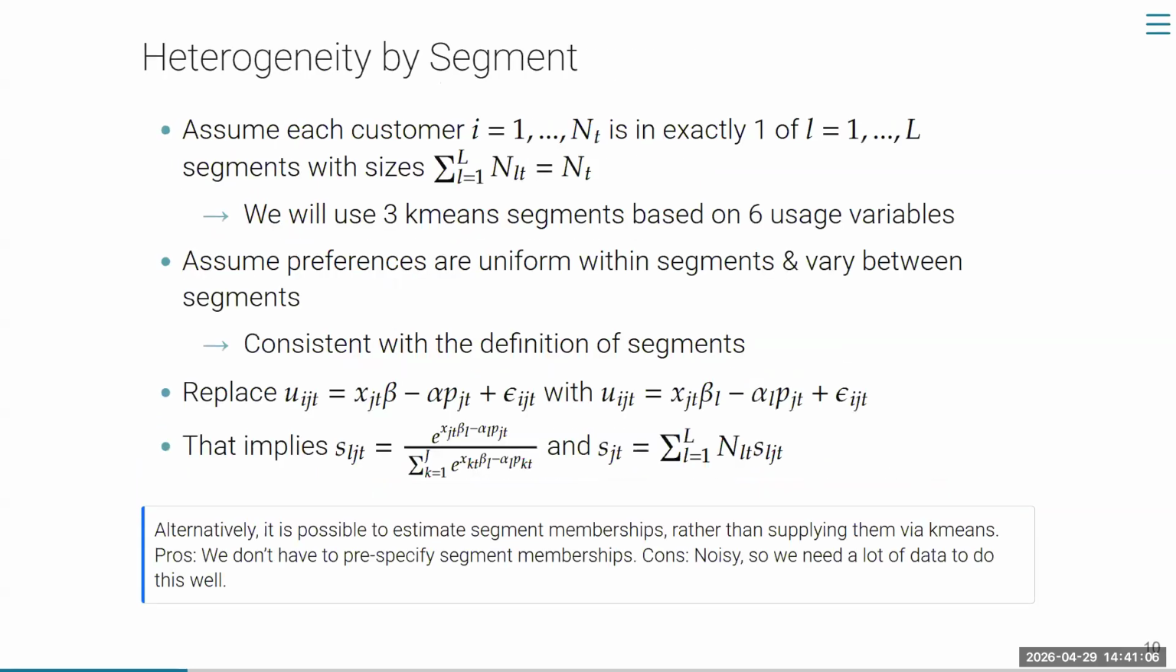Great, okay. The second approach that I need you to understand that we're going to code is called heterogeneity by segment. So what we're going to do here is we're going to index our segments using lowercase l, and we'll have capital L total segments. And in practice, when we code this, we're going to use those 3 customer segments that we defined in the week 3 script based on the 6 usage variables. But in principle, this could generalize to any number of segments.